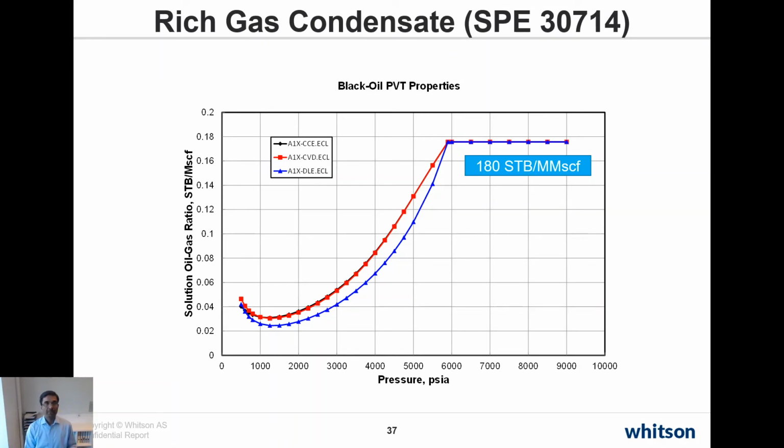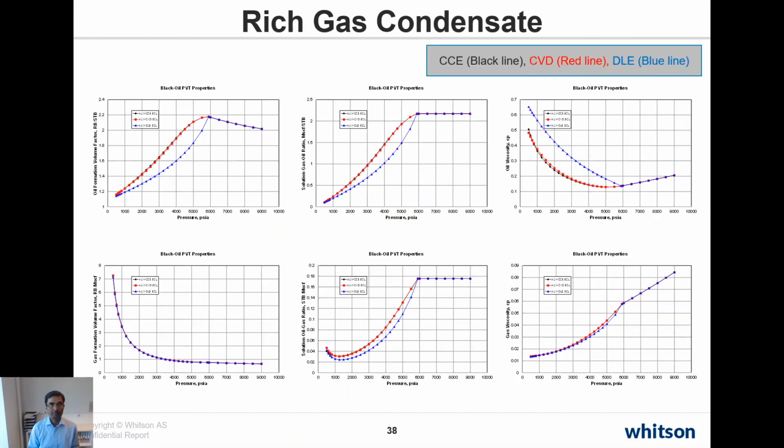Now we have also taken an equation of state model from SPE 30714, and this is the rich gas condensate, and this is showing the solution oil gas ratio. And if you see, CCE and CVD are quite close and DLE is different. This is oil and gas PVT properties. CCE and CVD are quite close. DLE is different. Oil viscosity is quite high if you see the top right in the DLE case.